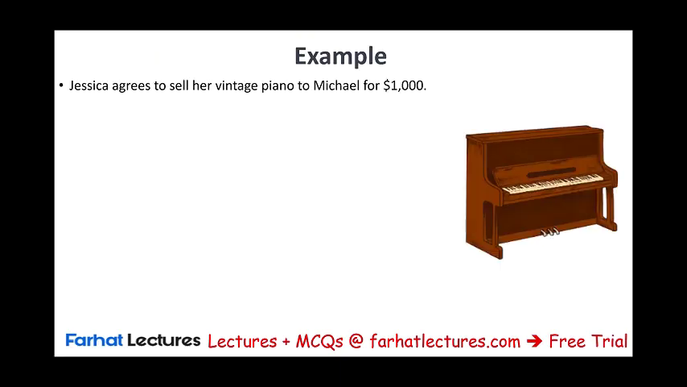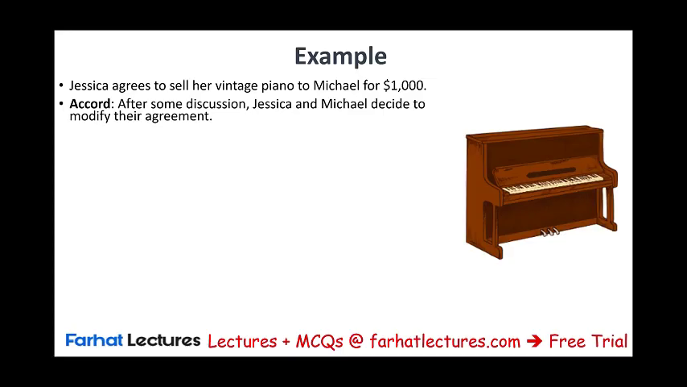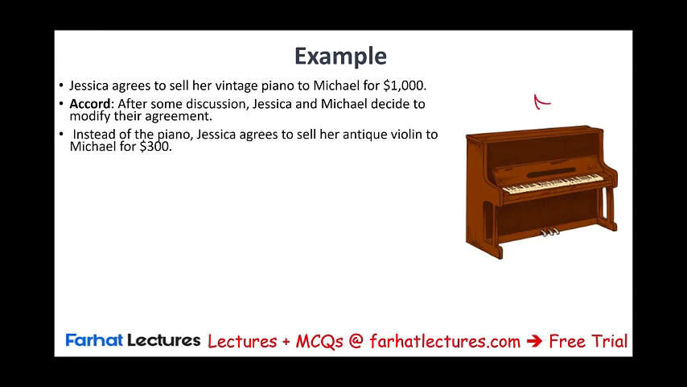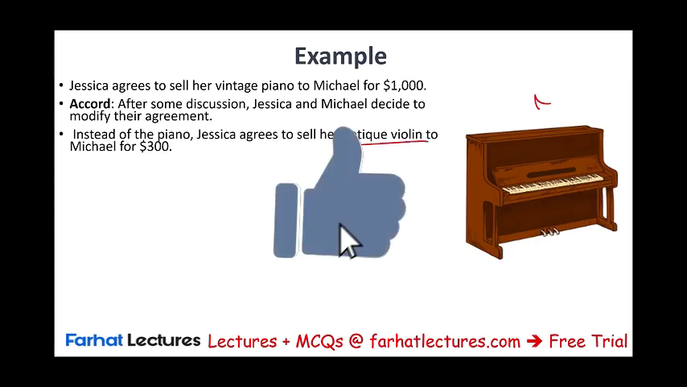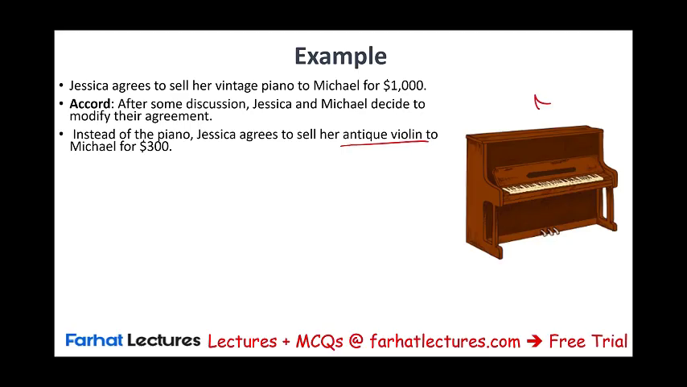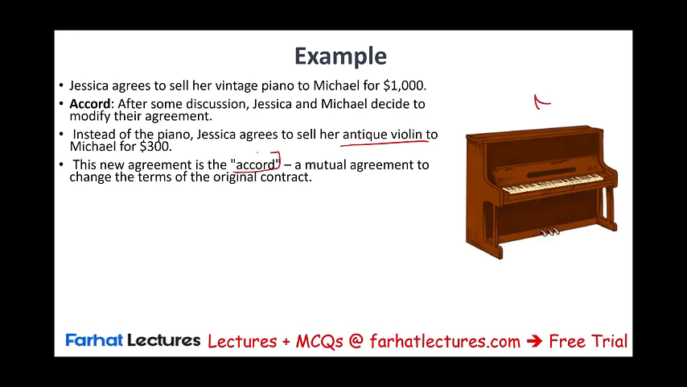Let's assume Jessica agrees to sell her vintage piano to Michael for $1,000. We call this the original contract. And after some discussion, Jessica and Michael decided to modify their agreement. Instead of selling this piano, Jessica offers her antique violin to Michael for $300. Notice we change the performance now. This new agreement is called the accord, which is a mutual agreement between the two parties, Jessica and Michael, to change the terms of the original contract.